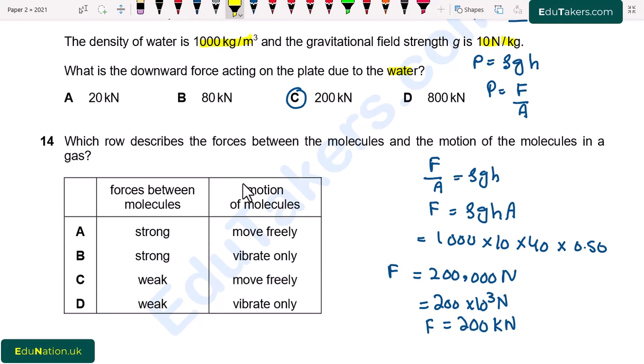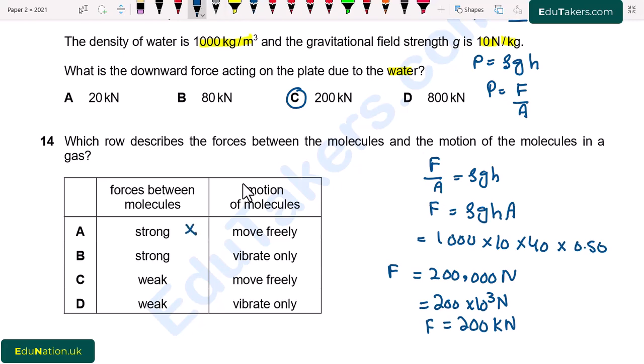Question number 14. Which law describes the forces between the molecules and the motion of the molecules in gas? So here forces between the molecules and motion of molecules are shown in the table. Option A, strong, move freely. So the gas molecules are moving freely and the forces between them are not very strong. So this option is incorrect because the forces are weak.